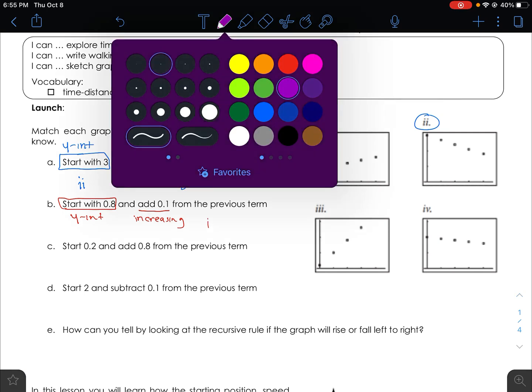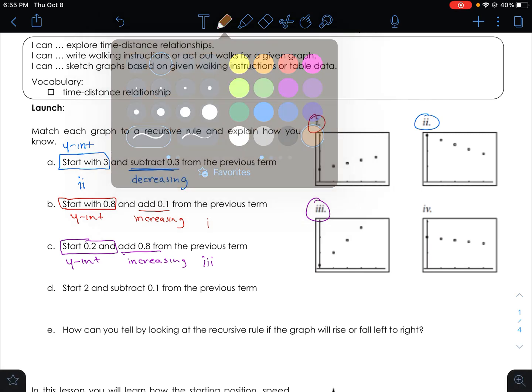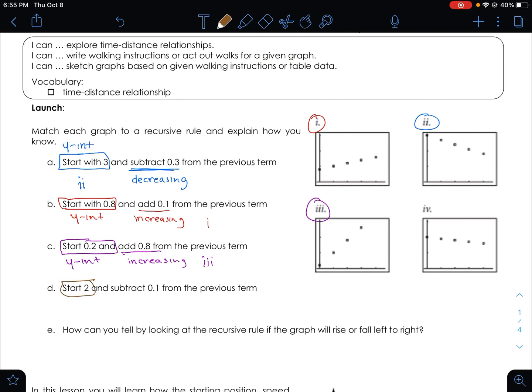Next, we're looking for a graph where the person is starting with 0.2. Okay, so again, that's our y-intercept. And we are adding 0.8. That means the graph is increasing. So again, we're looking for a graph with a y-intercept of 0.2 and one that's increasing. So we have graph 3. And finally, that leaves us with one option for letter D, start at 2, subtract. So we're looking for a y-intercept of 2 and a graph that is decreasing. That would be graph 4.